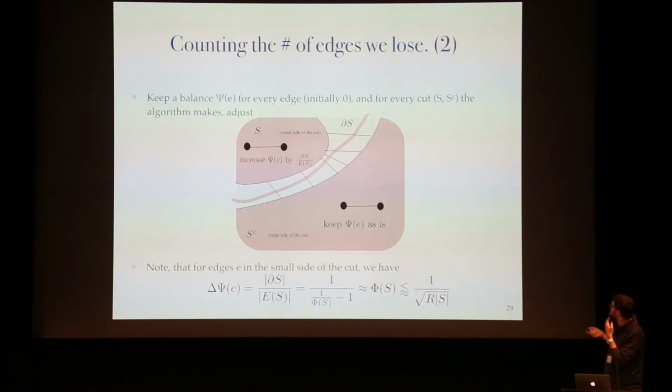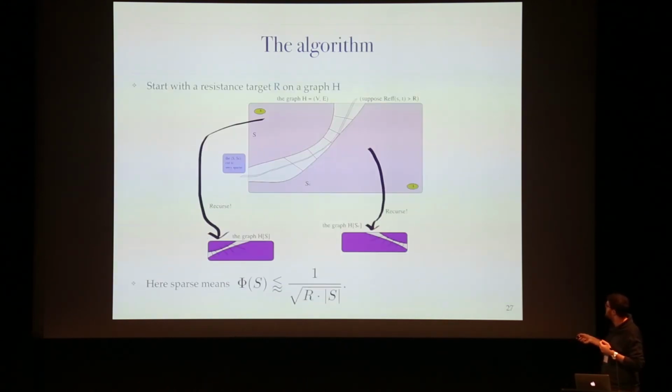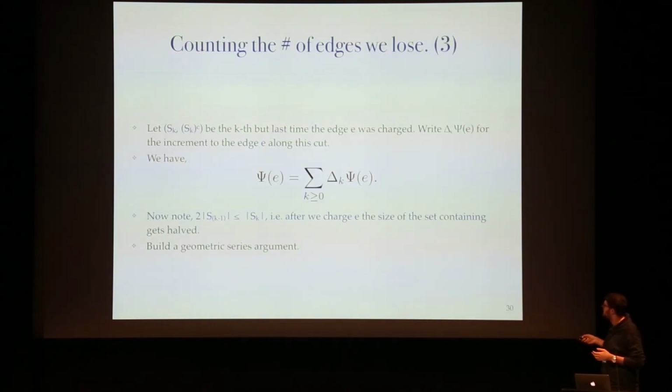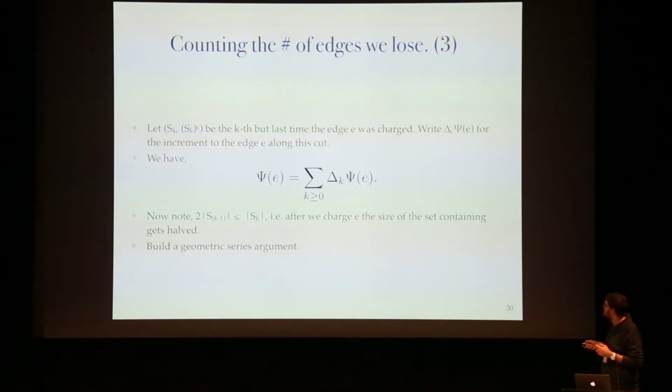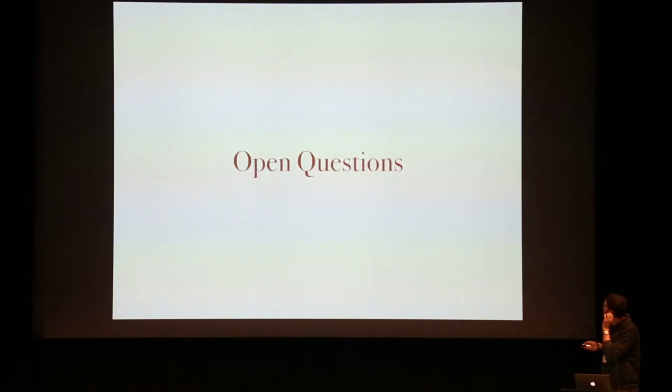And the way I analyze this is essentially by some sort of amortization. So what I'm going to do is I split both sets. And the edges that I'm losing, I'm going to charge to the small side of the cut. So the edges on the small side of the cut will pay for the number of edges I'm losing. And essentially, from this assumption, I'm going to build a geometric series to conclude that an edge is not going to be charged too many times. I guess I'm satisfied with that explanation.